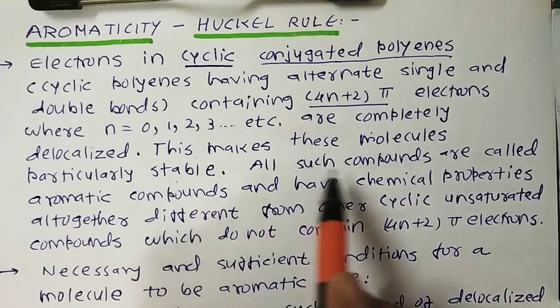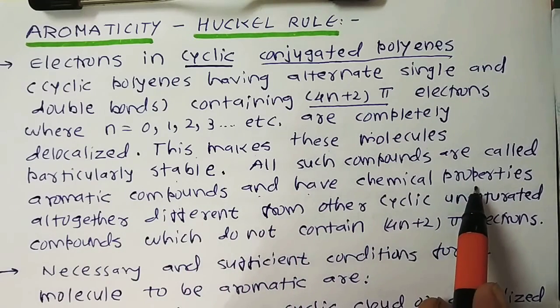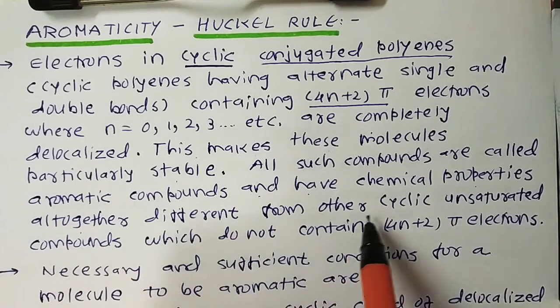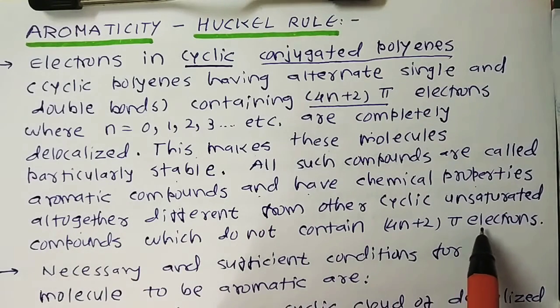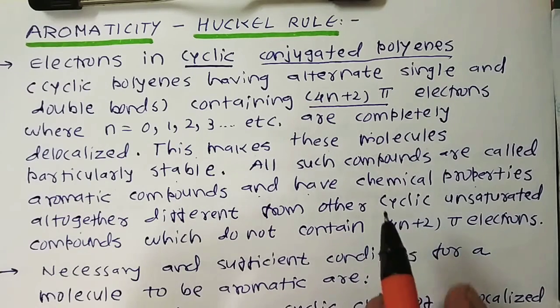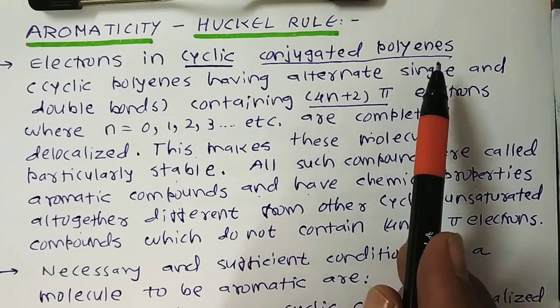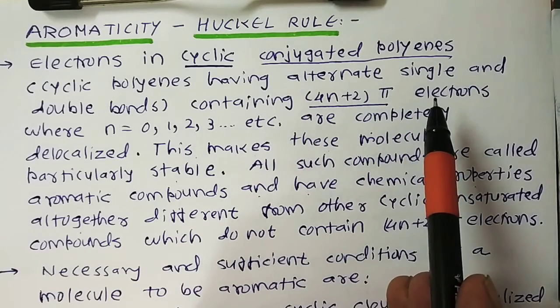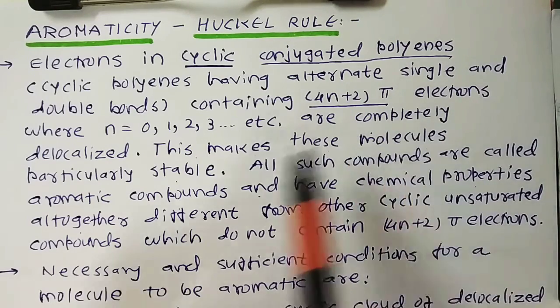All such compounds are called aromatic compounds and have chemical properties altogether different from other cyclic unsaturated compounds, which do not contain 4n plus 2 pi electrons. Some compounds are definitely cyclic in nature and unsaturated too, but they do not have such a type of conjugated polyene. Some compounds have a conjugated polyene too, but they do not release any resonance energy, so they are not aromatic in nature.